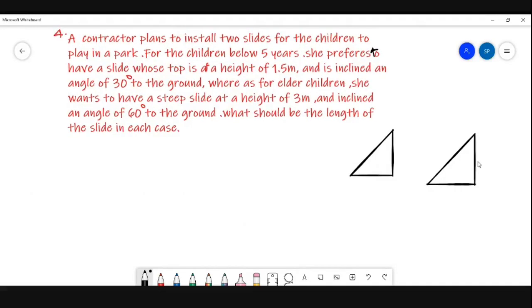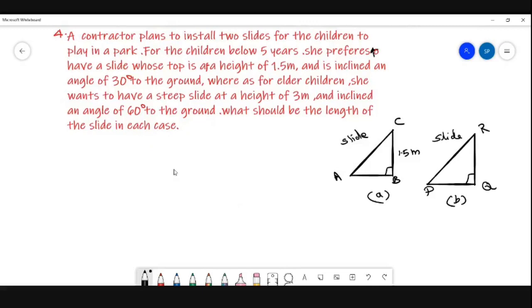Now let us consider the triangles here. That is, there are two slides in the park. One is for younger children, that is below 5 years, and the other is for the elder children. The contractor plans to have two slides, that is for the younger students ABC. Consider the triangle ABC where AC is the slide and top of the slide is C. Top of the slide is at a height of 1.5 meter from the ground.